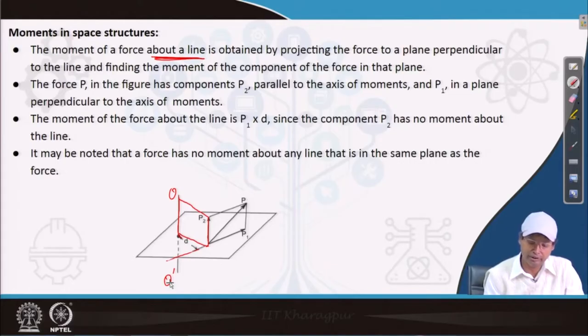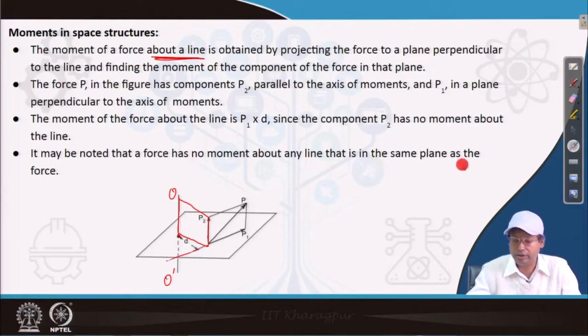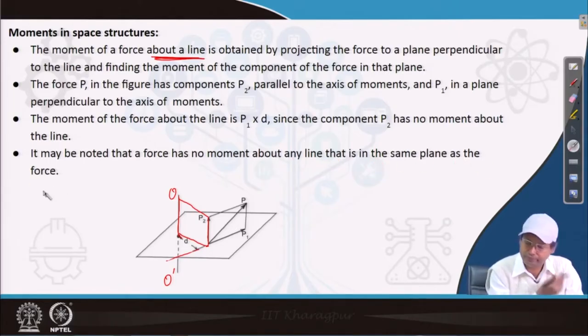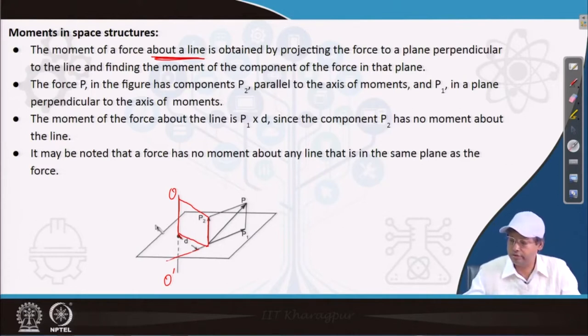So, looking at this simple principle, if you keep it in mind, it helps to solve the problem. It may be noted that a force has no moment about any line that is in the same plane as the force. That is what I said in a different way.